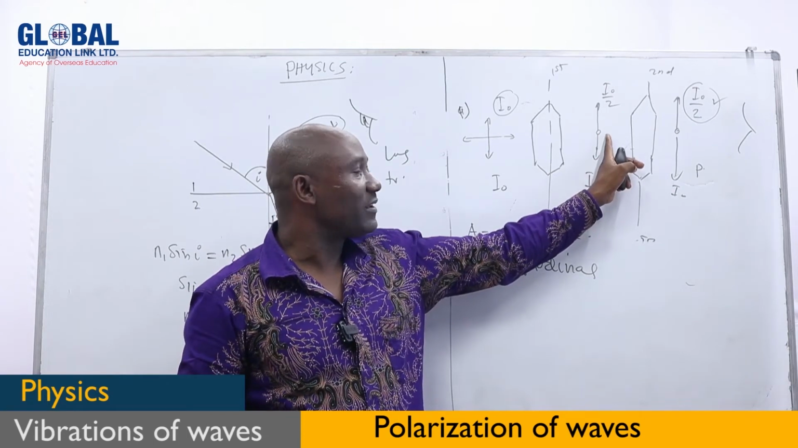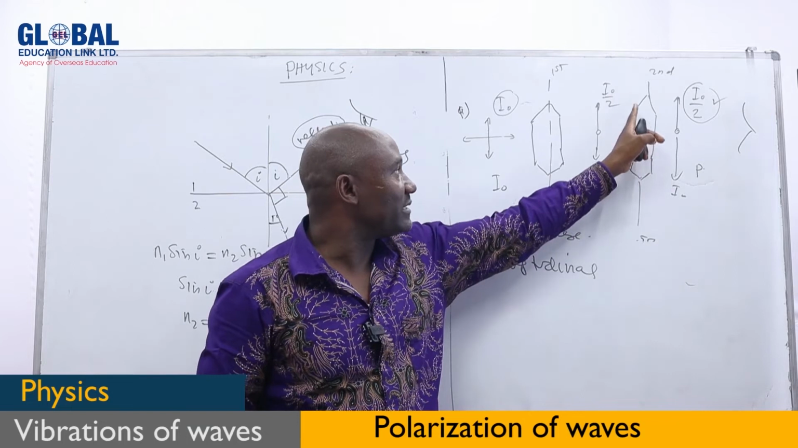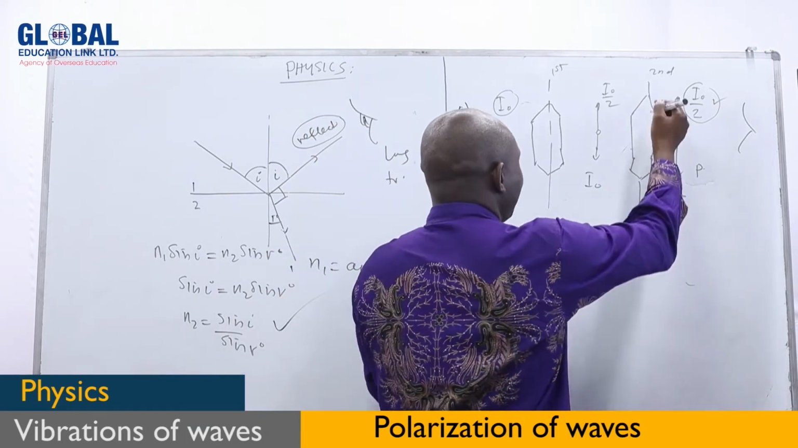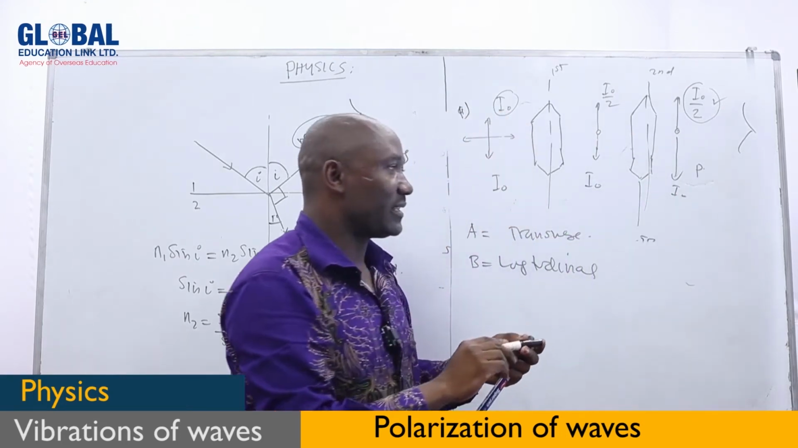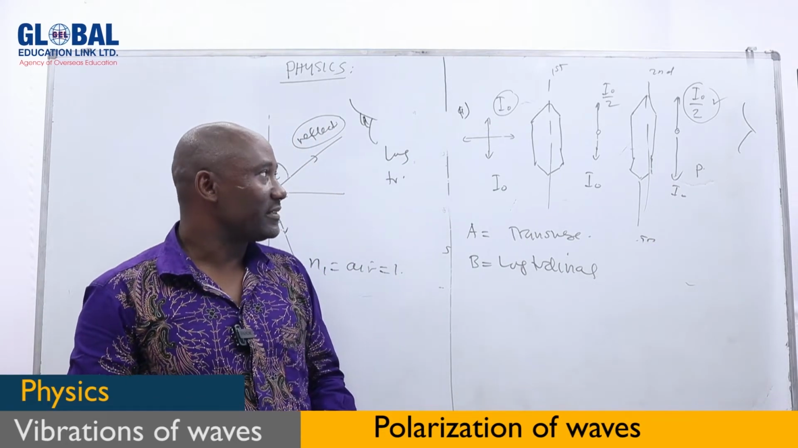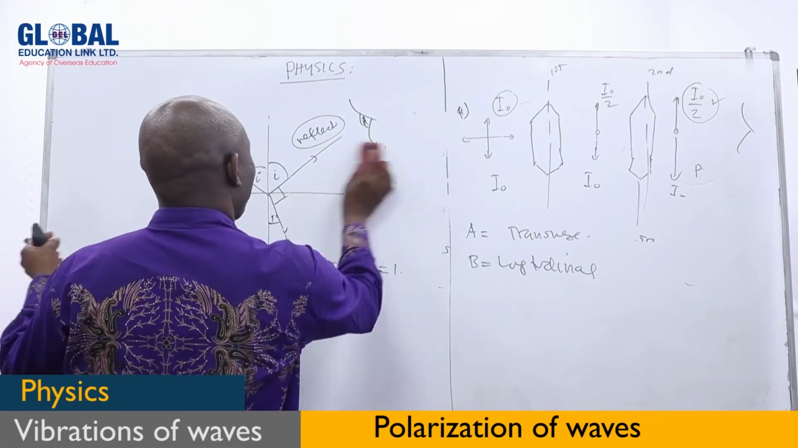That's why you can see one of the components has been absorbed here, and it remains half. But here, again, the axis of transmission is parallel to that, so that component will be allowed to pass. That is the reason why the intensity of the light reduces. C, what happens to the intensity of the waves from A when the second polarizer is rotated until the axes are at right angles? Okay, very interesting.